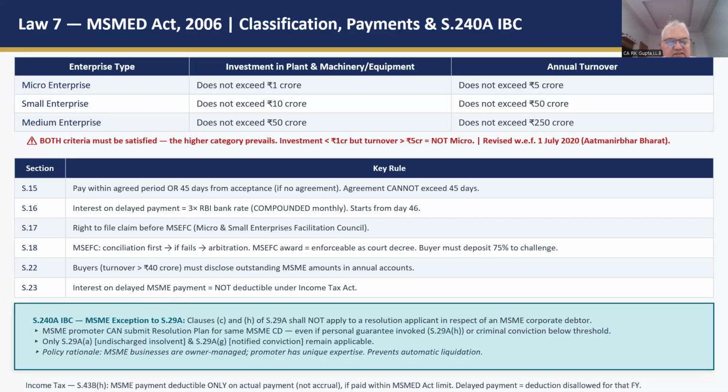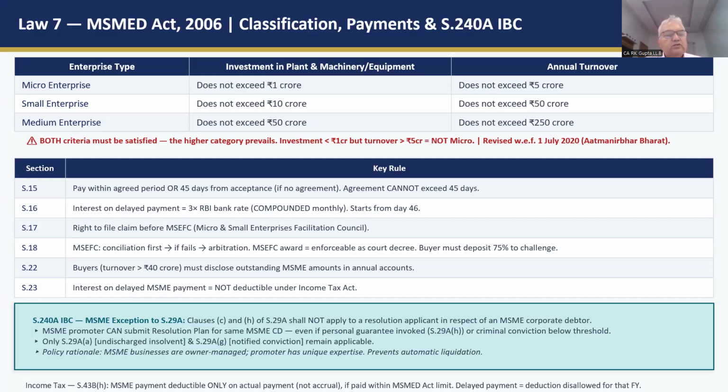Because MSME businesses are owner managed and the promoter has unique expertise, it prevents automatic liquidation. Section 43BH of the Income Tax Act says that MSME payment is deductible only on actual payment and not on accrual basis. So if paid within the MSMED Act limit, fine; delayed payment means the deduction will be disallowed for that financial year.